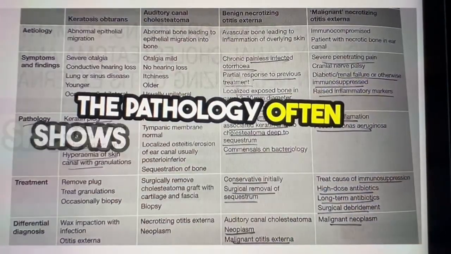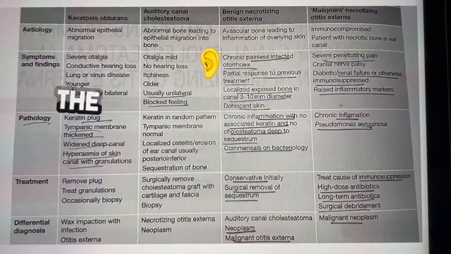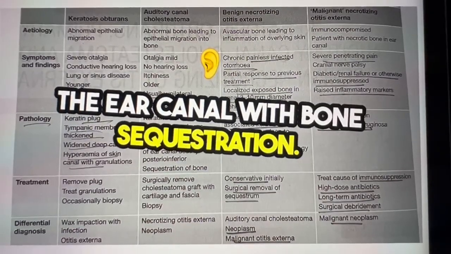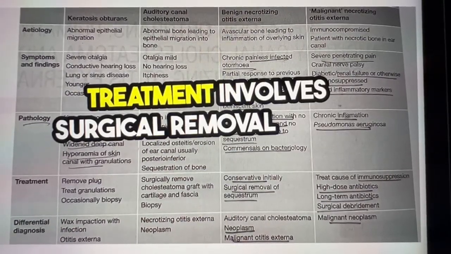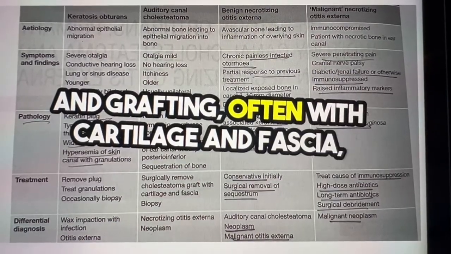The pathology often shows keratin deposits in a random pattern and localized erosion of the ear canal, with bone sequestration. Treatment involves surgical removal of the cholesteatoma and grafting, often with cartilage and fascia.